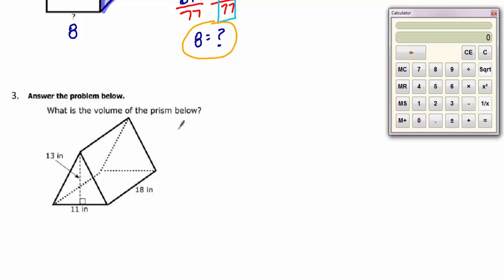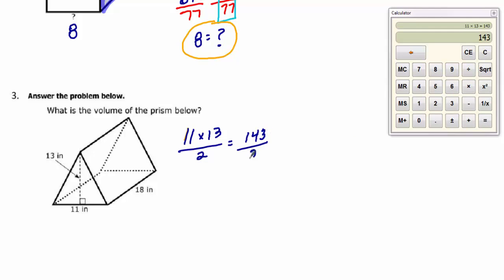In this case, I'm going to have 11 times 13. That's base times height. I'm going to divide it by 2. 11 times 13 is going to be 143 divided by 2. Now you might say, wait, you can't divide 143 by 2. Well, you can. It's just going to have a decimal in it. So 143 divided by 2 is going to be 71.5. So 71.5 is the area of the base.